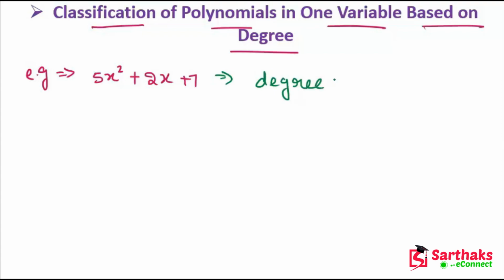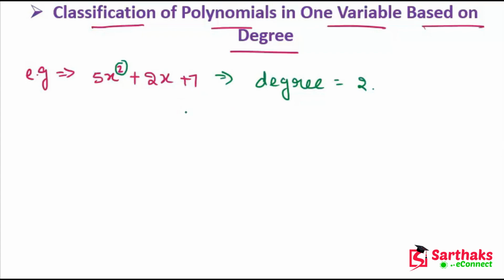For example, let's suppose we have 5x square plus 2x plus 7. So we have this polynomial. Now, my dear friends, what is the degree of this polynomial? The degree of this polynomial is 2, because the highest power is 2 in this polynomial. So the degree is 2. I hope you get this point. So the degree of the polynomial is 2 as the highest power of the variable x in the polynomial.